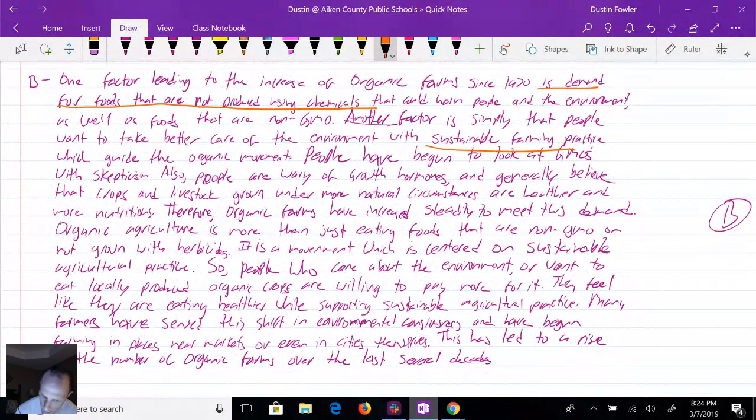Let's see. Another factor is also people are wary of growth hormones and generally believe that crops and livestock grown under more natural circumstances are healthier and more nutritious. I'm still going on with the ID as a student, and maybe I'm not sure if I hit it. Now, one thing you've got to keep in mind is that if you write something that is incorrect before you write something that's correct, the reader's going to look at that, and, well, that's not always true either. Usually that's true. So usually, if you identify something incorrect as your first or second here in this example, you wouldn't get the point for it. But I know that in the past there have been exceptions to that.